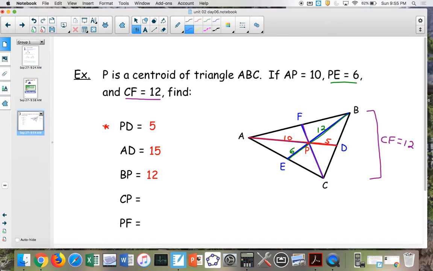So the easiest way to calculate the two pieces is let's calculate the smaller piece from P to F. That's going to be 1/3 of the whole thing. So if I know the whole length of the median, I'll divide that by 3 to get the smaller piece. So that tells me that F to P is 4. And then once I know the smaller piece is 4, I know the bigger piece is twice as big as that. So 2 times 4 is 8.